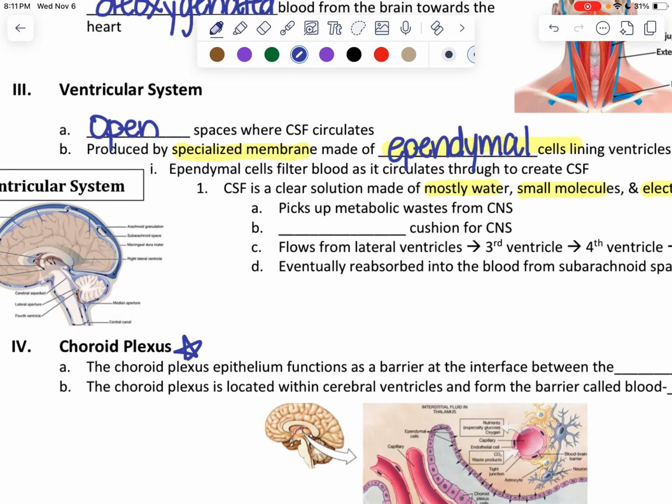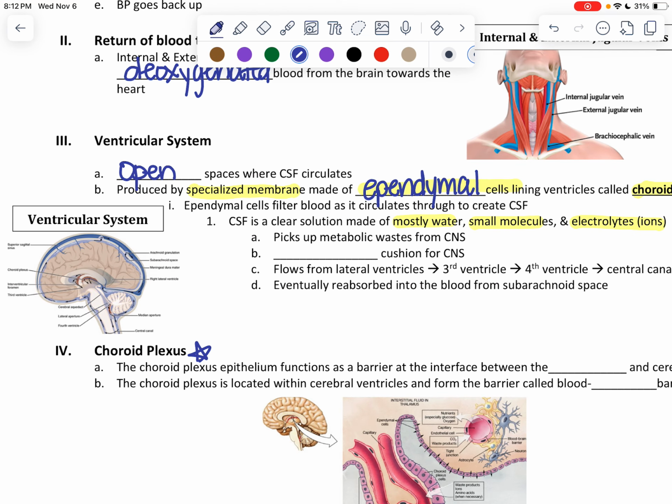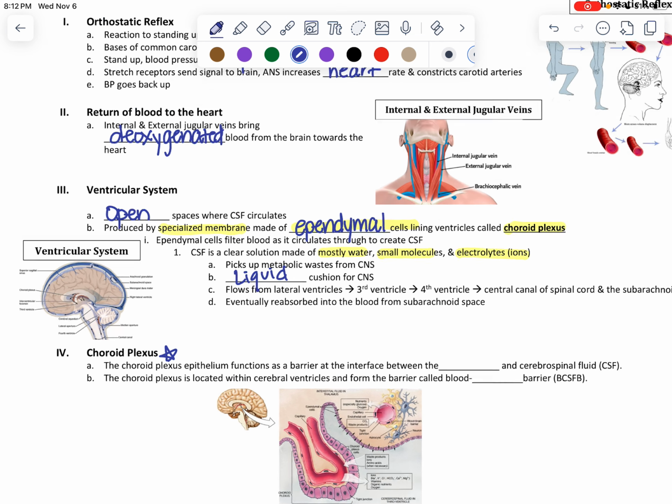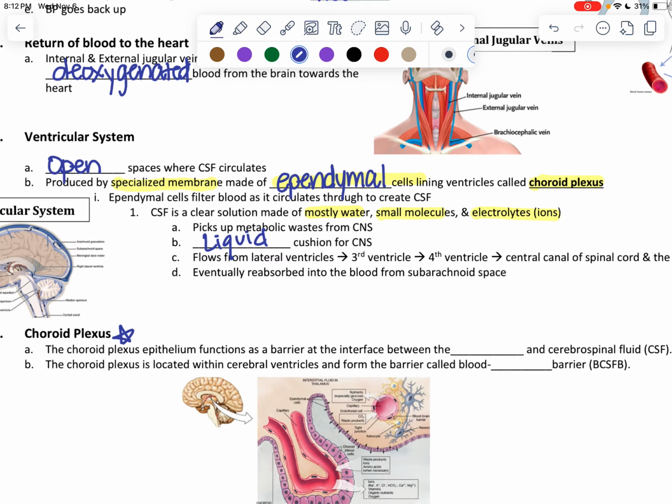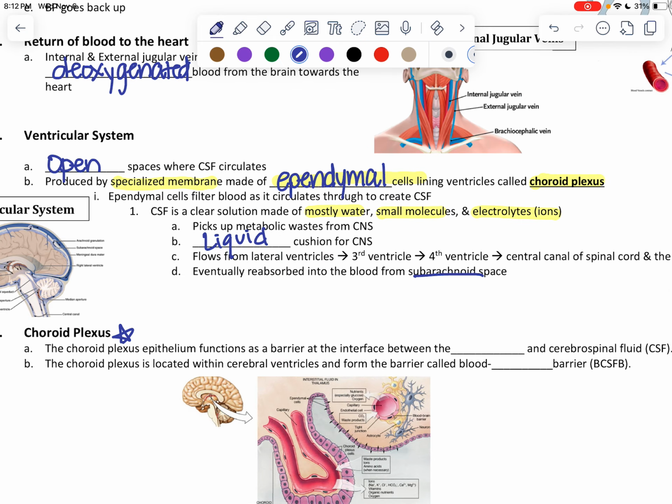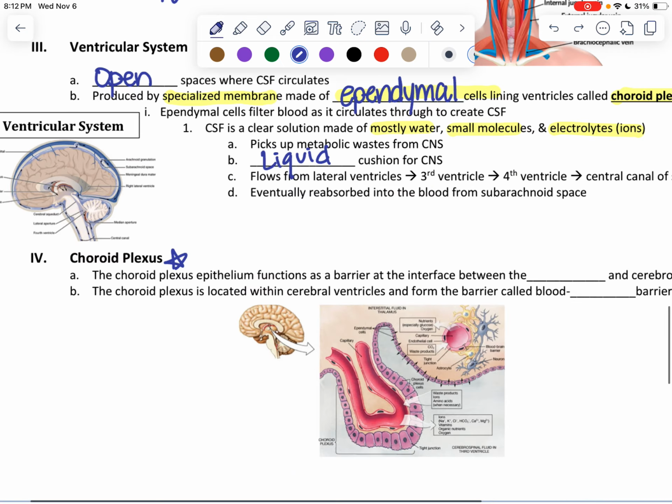It helps pick up waste for the central nervous system. It helps provide a liquid cushion for the central nervous system. It does a lot of things, nourishment, etc. And it flows from the lateral ventricles to the third and the fourth ventricle, and then to the central canal of the spinal cord and through the subarachnoid space. Eventually, it's reabsorbed into the blood from that subarachnoid space. Okay, so what is this choroid plexus?